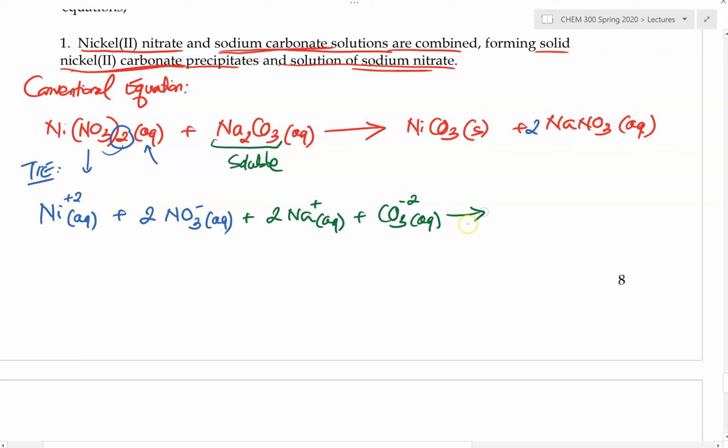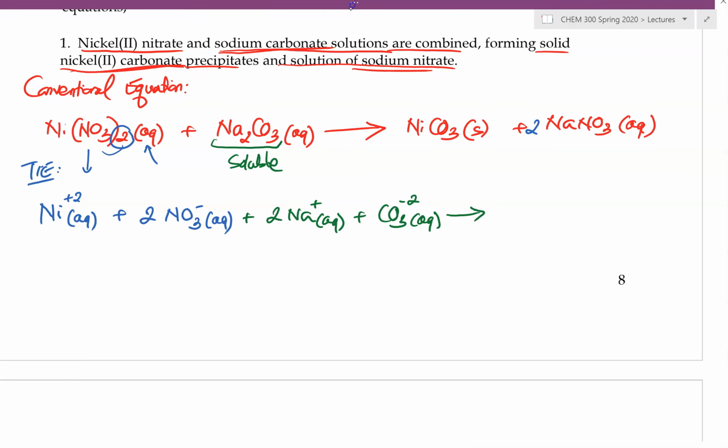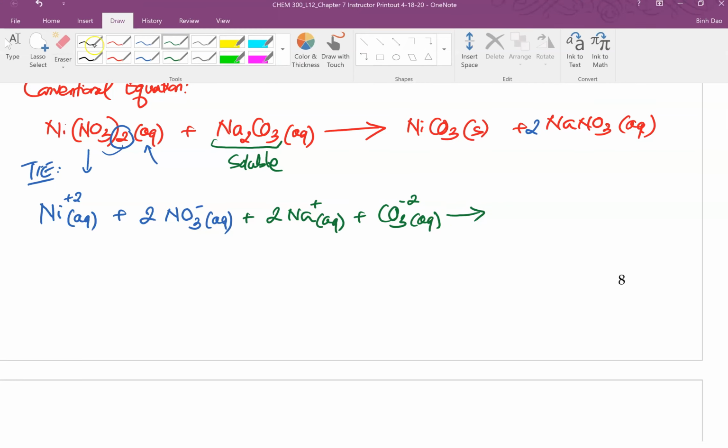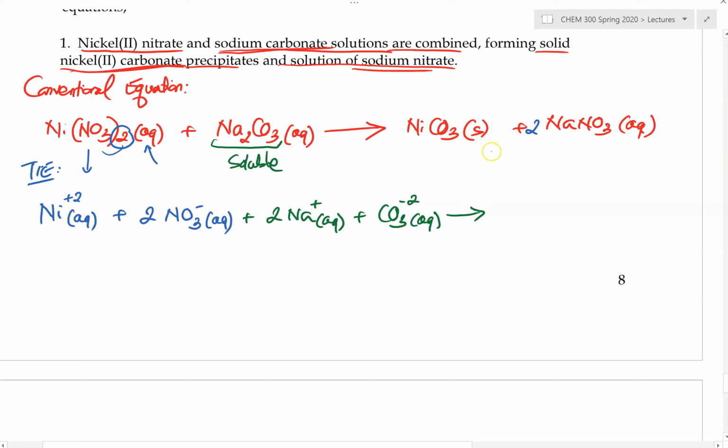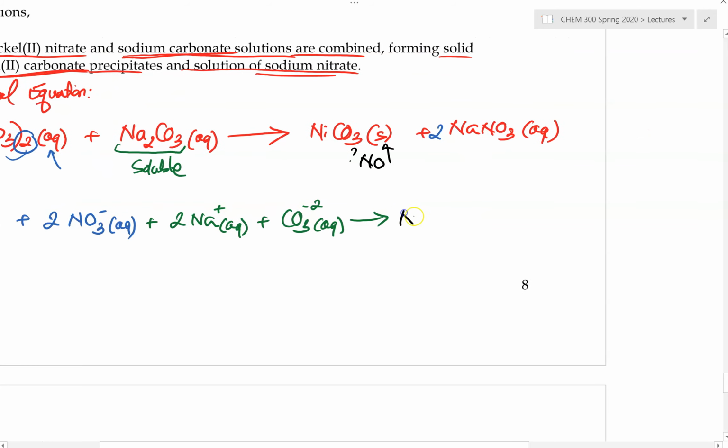And now moving on to the product side. Should we break this nickel 2 carbonate into ions? And the answer will be no. Why? Because this is insoluble in water. It is a solid. So do not break a solid into ions. So therefore, we're going to keep this nickel carbonate the same. And it is a solid.